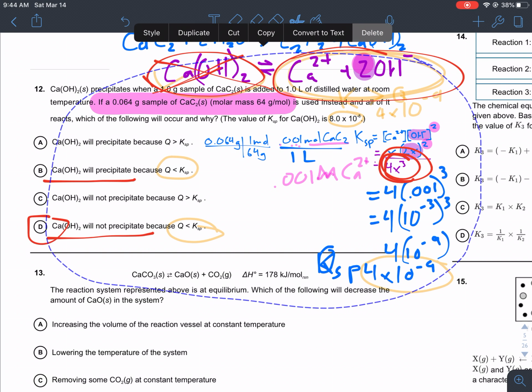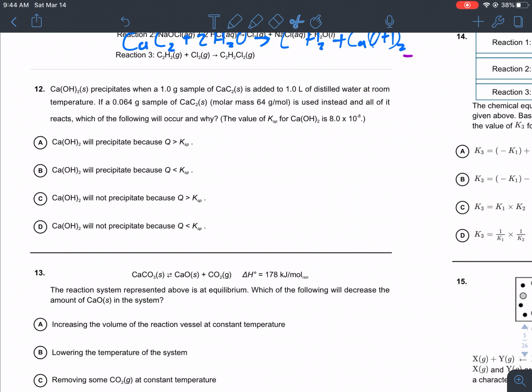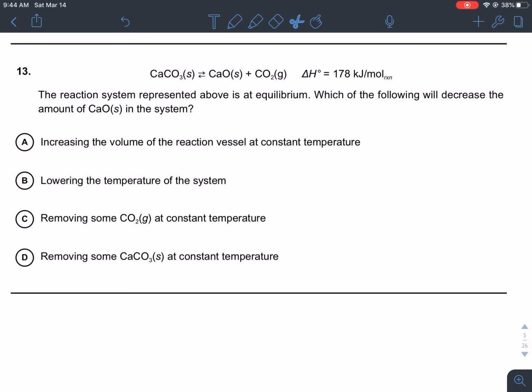Okay, now number 13. I was kind of weirded out by this question because solids don't play in equilibrium, so I know what they were doing, but I don't know. I got to get answers myself on this. Okay. Endothermic, because delta H is positive. That means heat is a reactant.